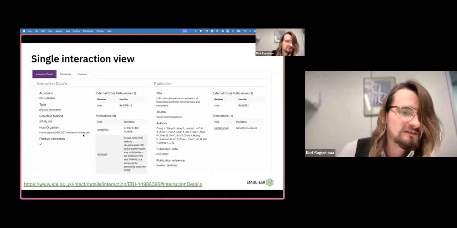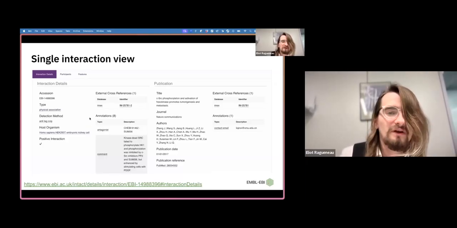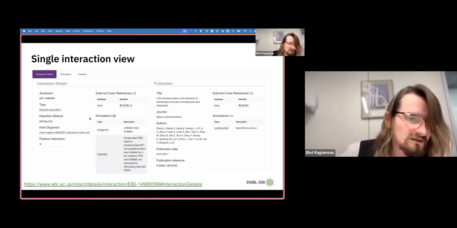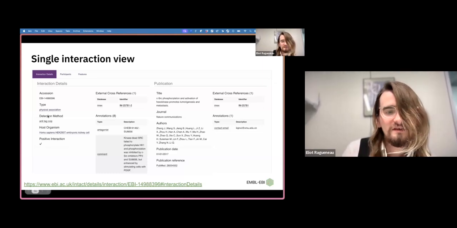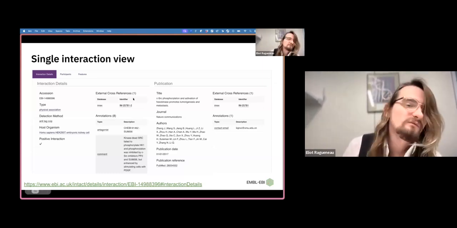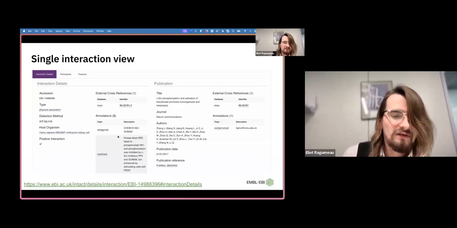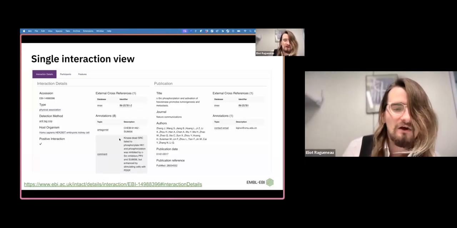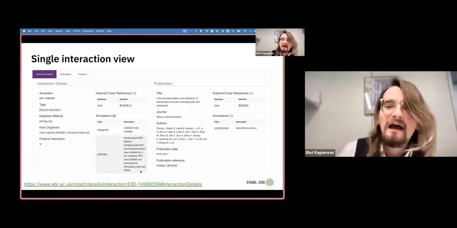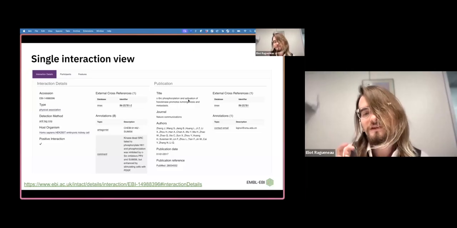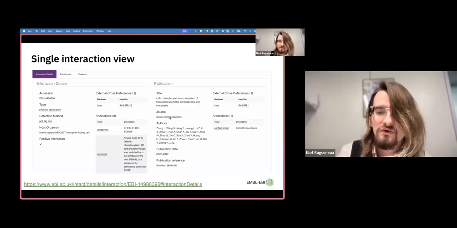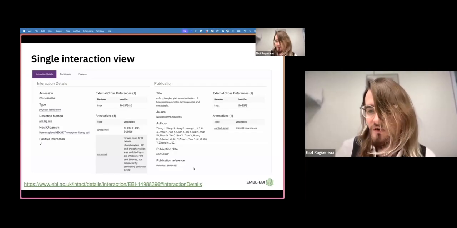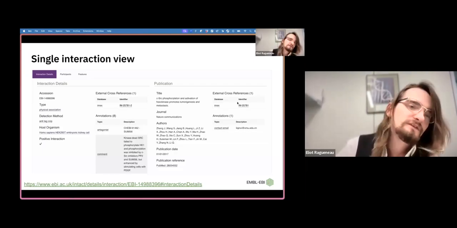So here in the details, you get a summary of everything about this interaction: the accession, the type, the detection method, the host organism, whether it's positive or negative, and some cross-references to different other databases and annotations whenever they were relevant. Also on the right, you've got the primary source of that evidence, which is a publication: the title, the journal, the authors, the PubMed reference, and other cross-references.